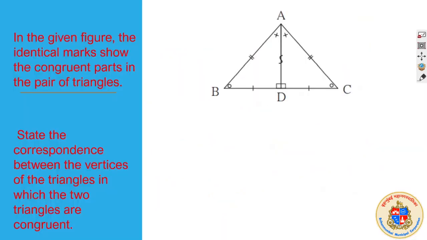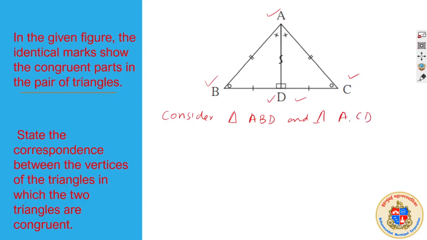In the given figure, the identical marks show the congruent parts in the pair of triangles. State the correspondence between the vertices of the triangles in which two triangles are congruent. After doing that, this will become easy. One thing is very clear. There are two triangles. Let me name it as A, B, D. I should take care that D is a right angle, then my name should be A, C, D. So we will consider triangle ABD and triangle ACD.